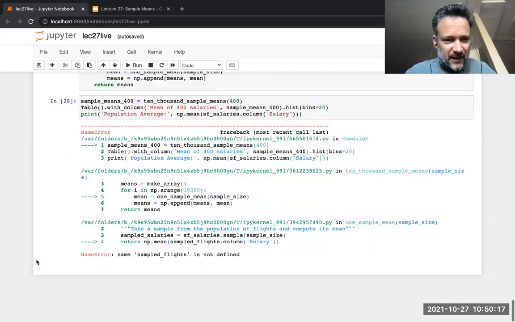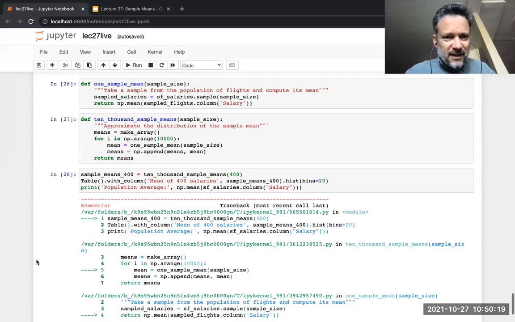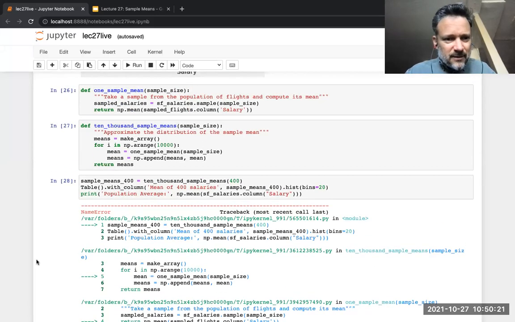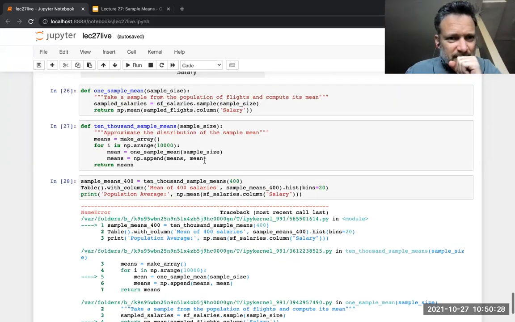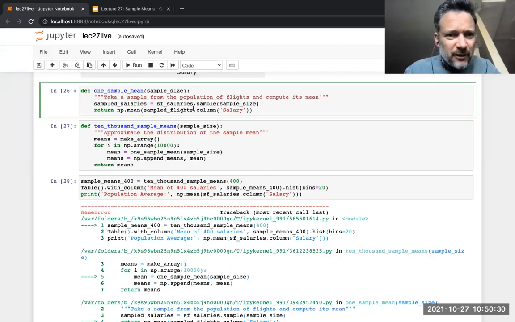What error did I make? Sampled flights is not defined. Sampled flights. Well, I've got a typo in my code. No wonder this didn't work.